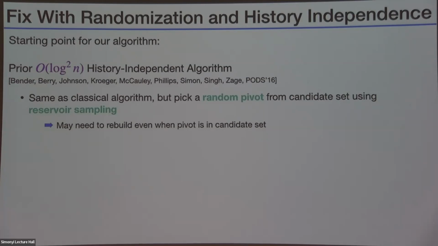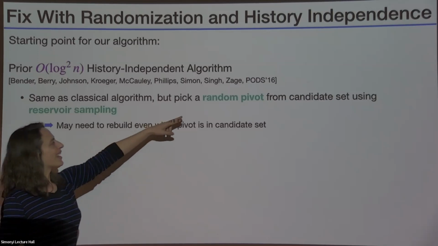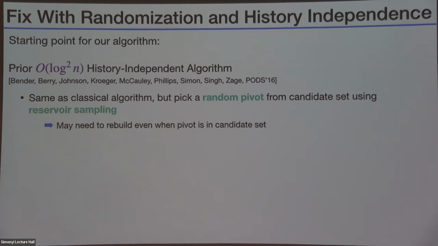Okay, now let me just tell you the way their log squared n history independent algorithm works. It's the same as the classical algorithm, except you'll recall that whenever we did a rebuild in the classical algorithm, we picked the median as the pivot. Now we're going to pick a random pivot from the candidate set uniformly at random. And we're going to have that be the invariant. So for every interval, we have our candidate set of pivot choices, and our invariant is that the pivot is a uniform random choice within this set.